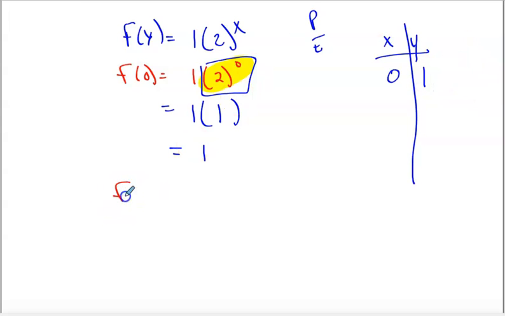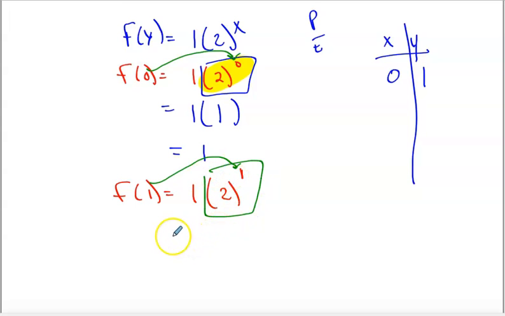If you want to look at another example, f of 1 means, okay, so 1 times 2, and now this time instead of 0, I'm going to put in 1 for my exponent. Right, so here's my 0, 0 went in for x. Here's my 1, 1 goes in for x. Okay, so exponents first. So 2 to the first power is just 2, and 1 times 2 is 2. So when x is 1, y is 2.